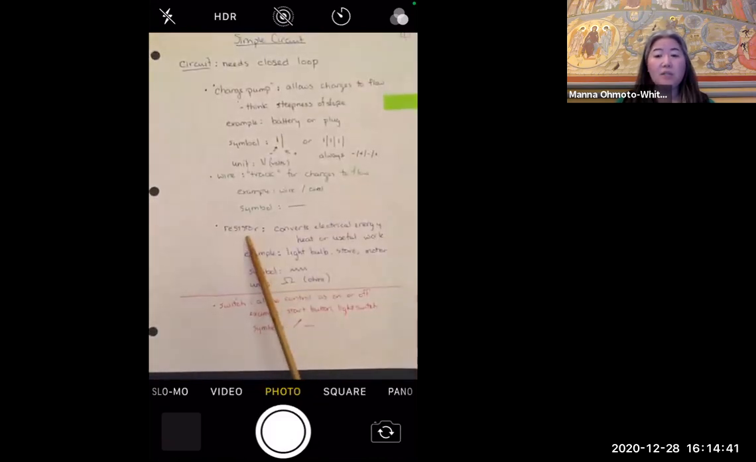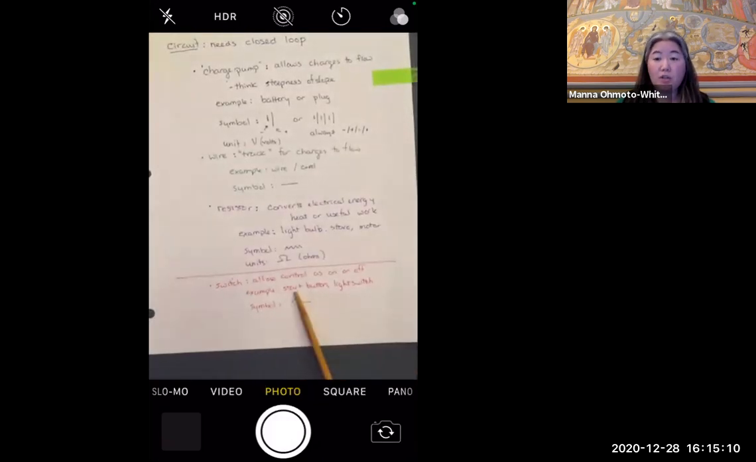And the final thing you need is a resistor. A resistor converts the electrical energy that's coming in into the form of heat and/or useful work. Examples of that are a light bulb, a stove, a motor, basically anything that requires electricity. The symbol in a circuit is a zigzag line, and it doesn't really matter how many zigzags you have, it's just a zigzag line. And the units are ohms. We'll go over the actual units later.